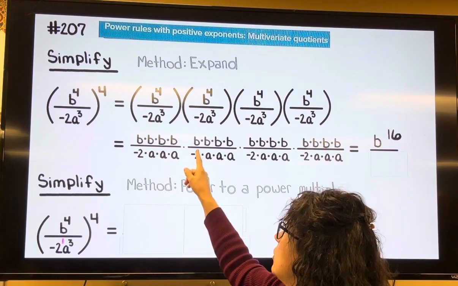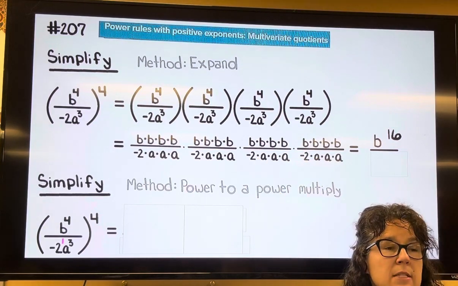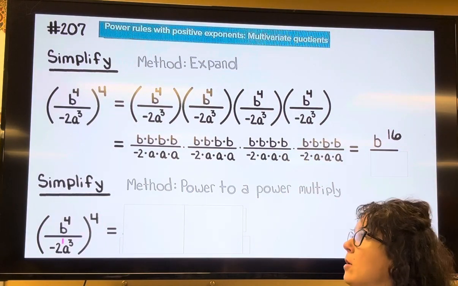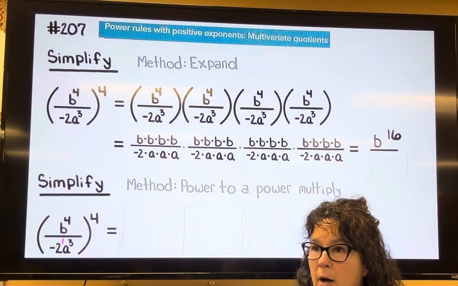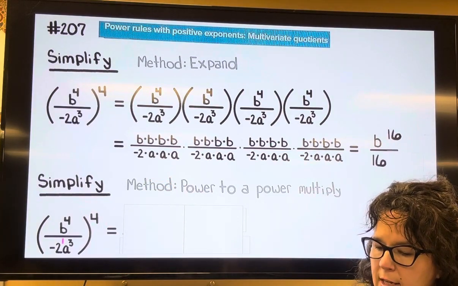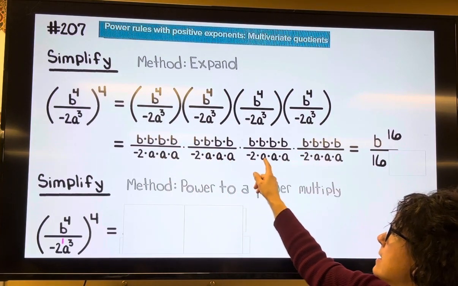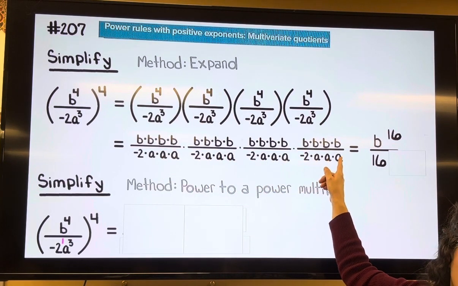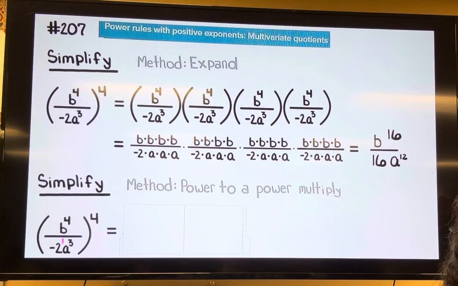And then -2 times -2 times -2 times -2 is positive 16, because if you have an even amount of negatives, you know that your answer is positive. And then after I have the 16, I have 1, 2, 3, 4, 5, 6, 7, 8, 9, 10, 11, 12. So I have a to the 12th power.